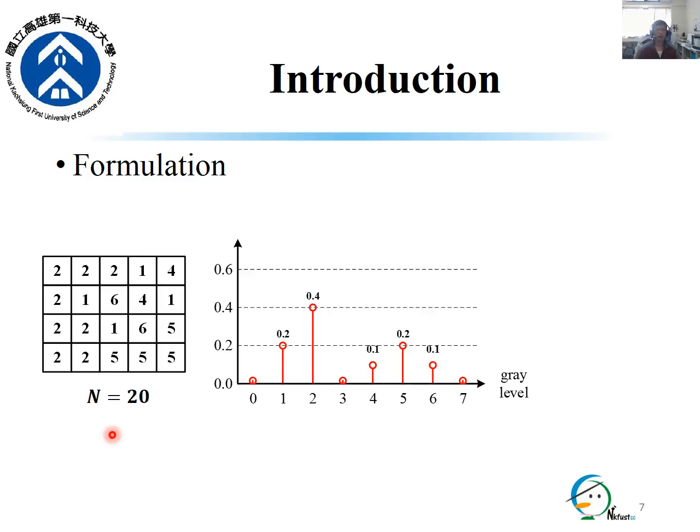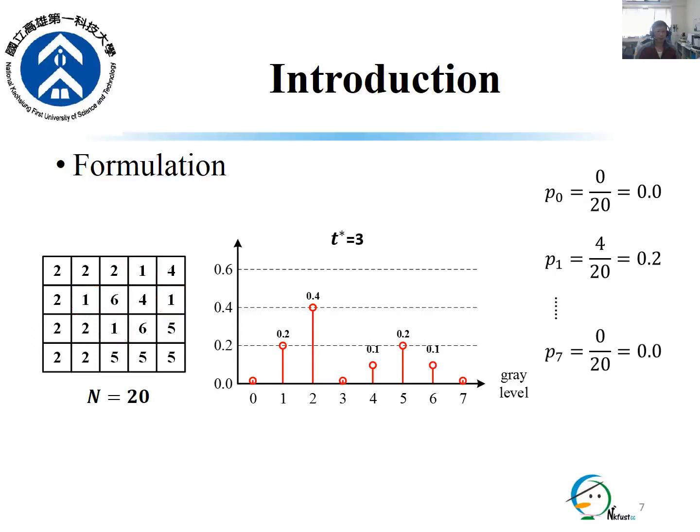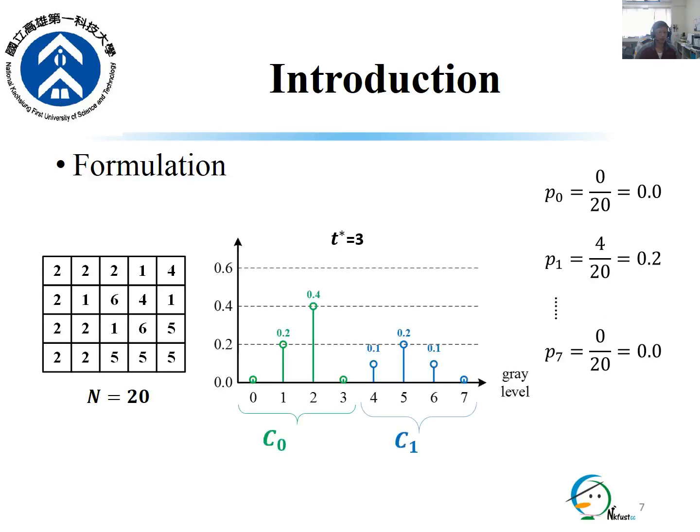For this 5x4 image, this picture shows its normalized histogram. Because there are no pixels with gray level 0, P0 is 0 over 20. Because there are 4 pixels with gray level 1, P1 is 4 over 20. With this normalized histogram, we find an optimal threshold t*, for example, equal to 3. Using this t*, we can dichotomize pixels into two classes, C0 and C1.